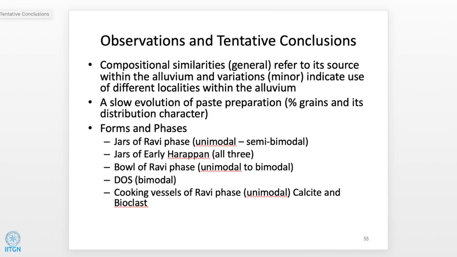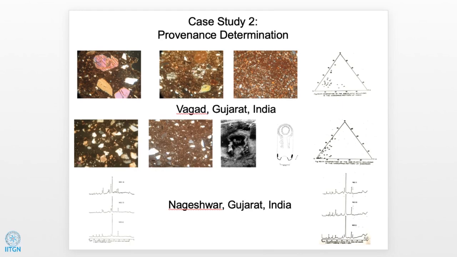Now, we are coming from Indus Valley to Gujarat region. So it's another case study, provenance determination. I had done three sites from Gujarat: one classical Harappan site, one late Harappan site, and a post Harappan site. So here I am showing you what exactly are the findings of the study. The one which is Nageshwar here, this one is a classical Harappan period site. And archaeological indicators of ceramic manufacture are there in the form of a kiln and all.